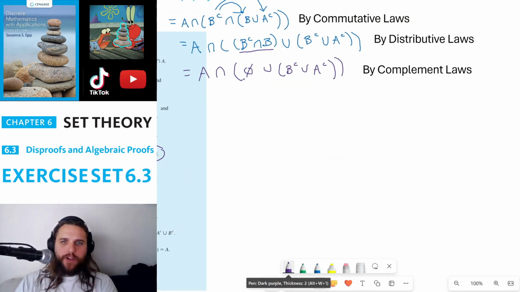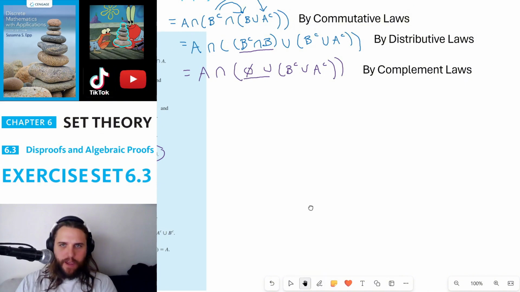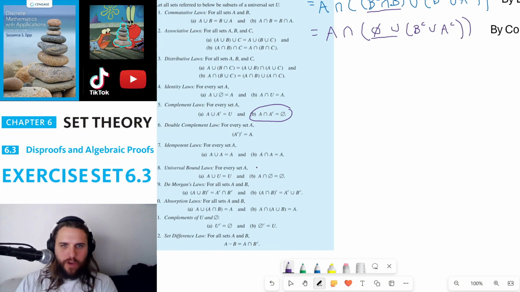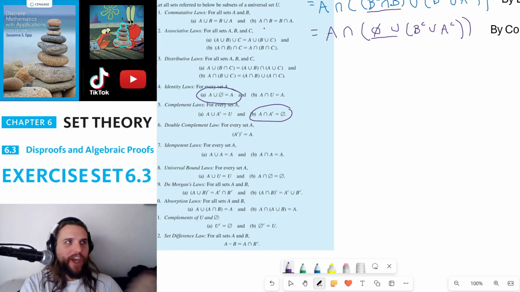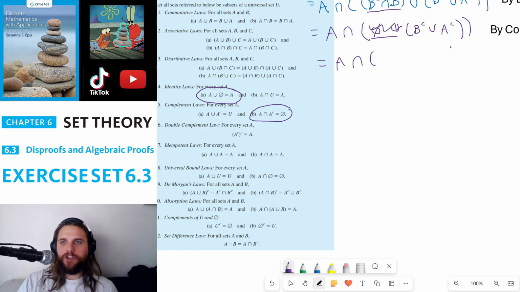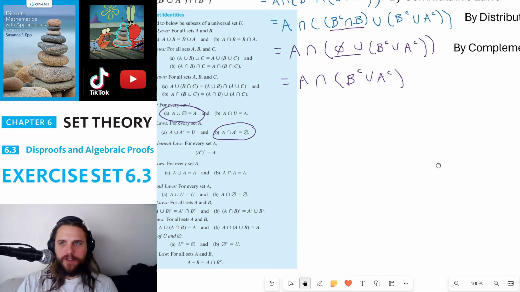Now from here, I notice we have an empty set union something, and if we ever union with the empty set, then nothing happens. If you include a set with nothing, then you're not including anything additional. So it's the same thing as A intersection, and now that we're getting rid of this portion, we don't need two sets of parentheses. So I'll just write this as B complement union A complement. And that's by the identity laws.